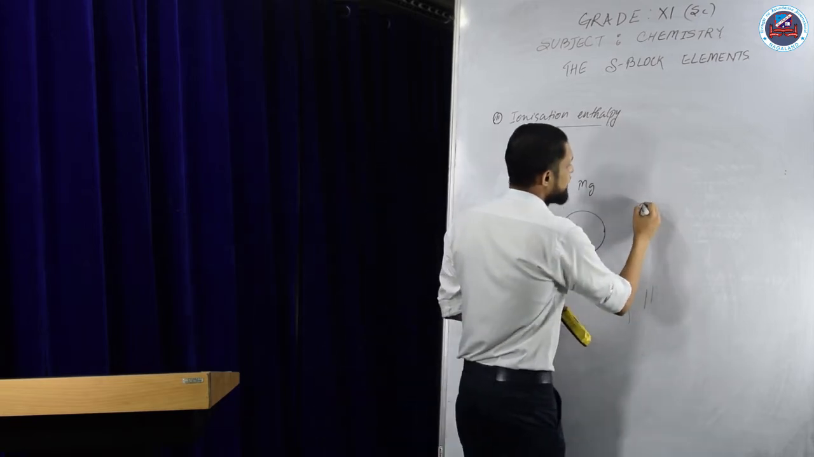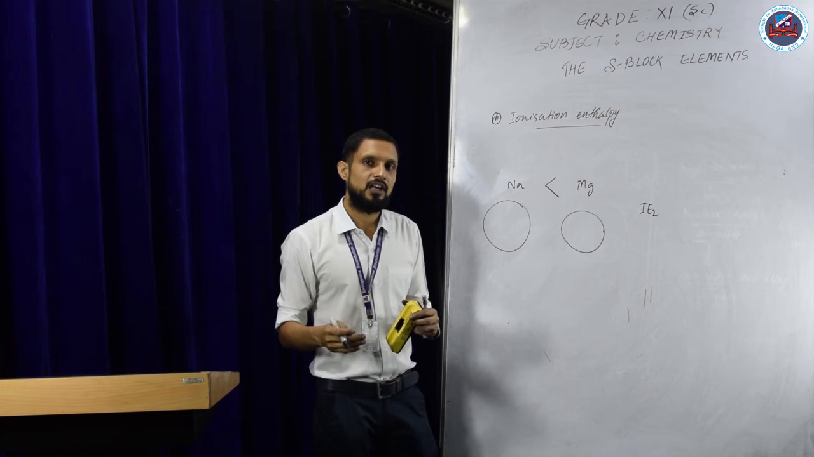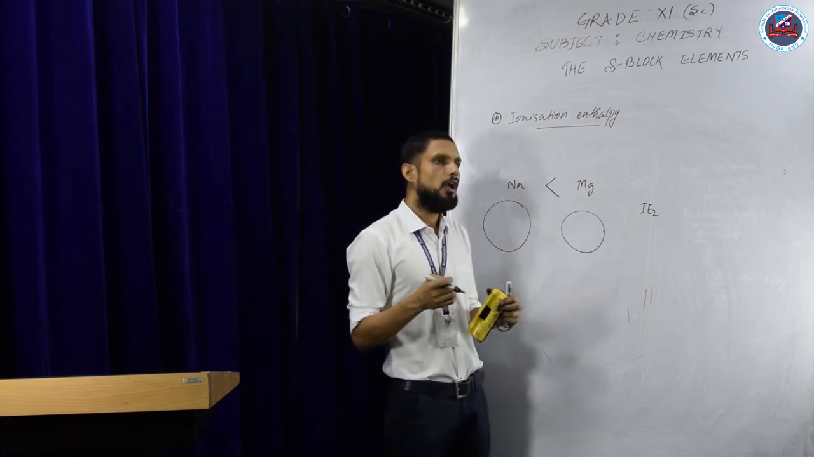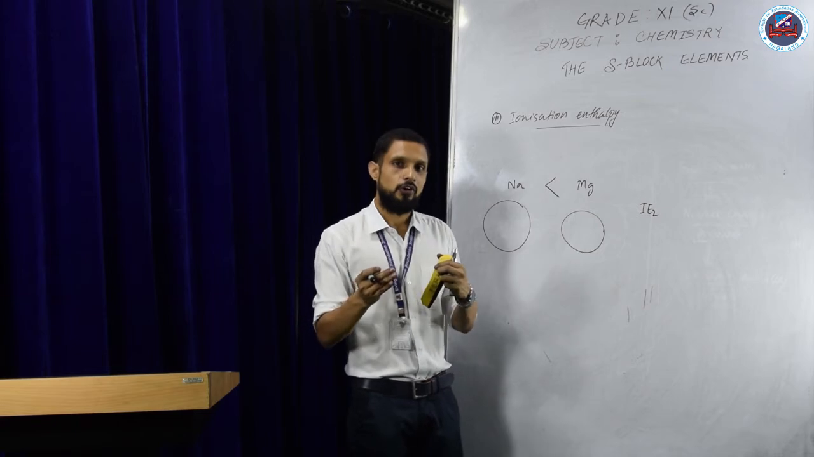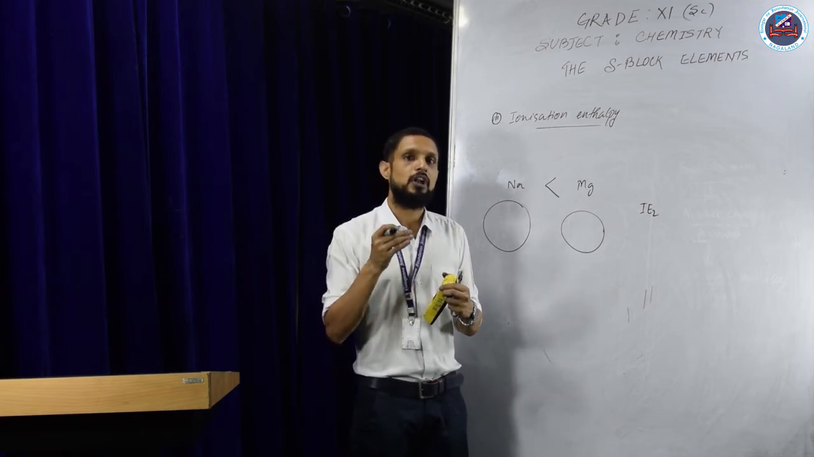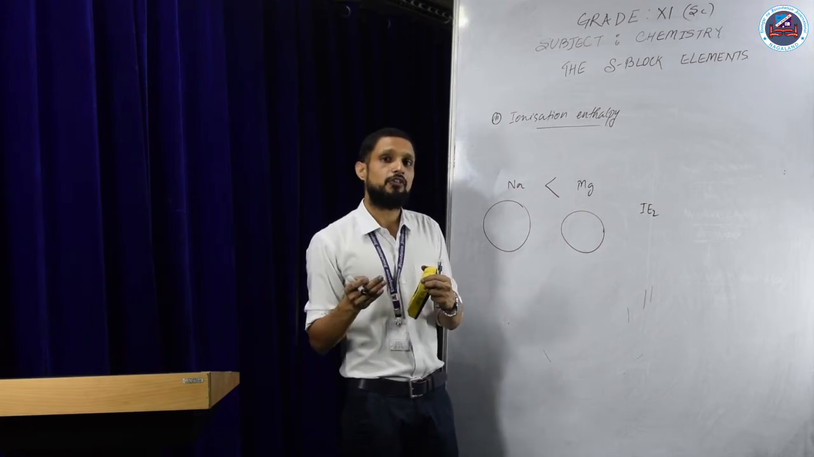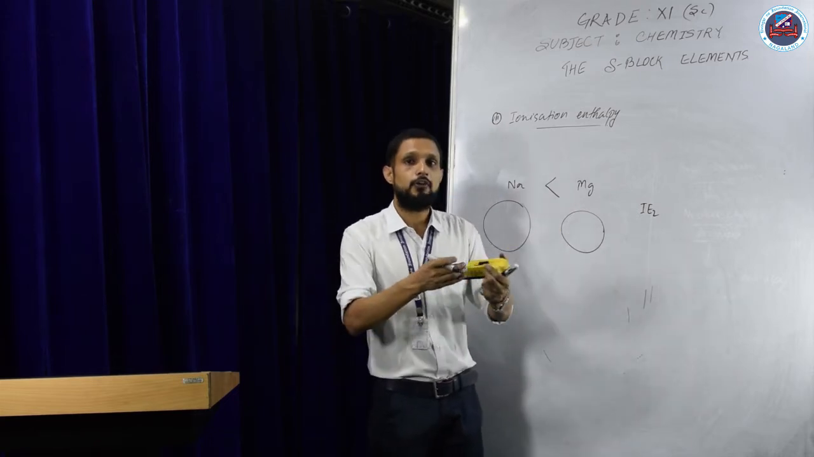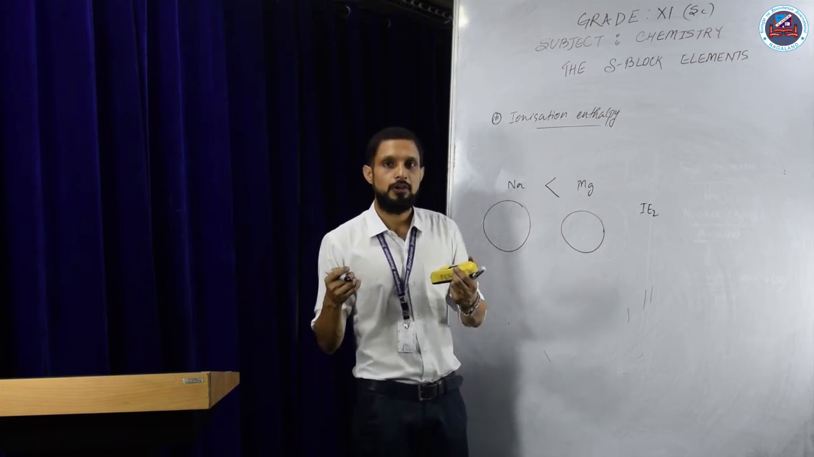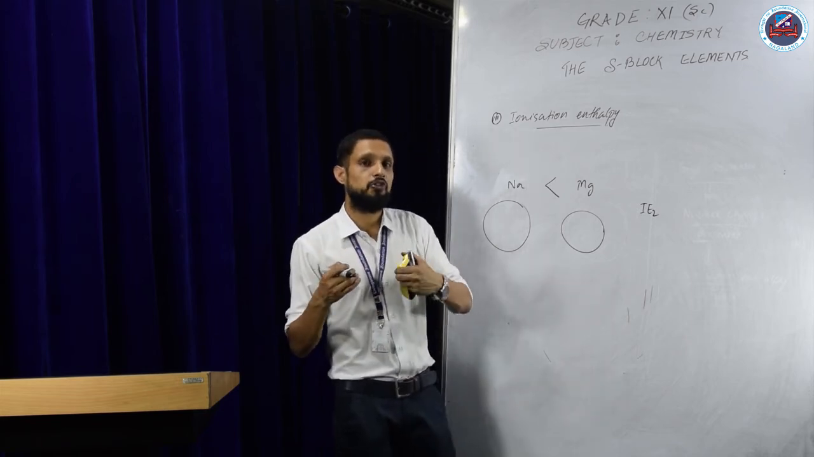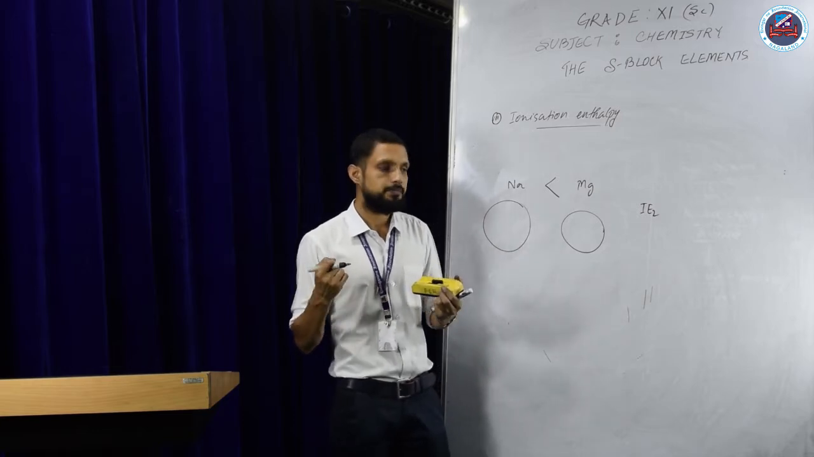However, the second ionization enthalpy, remember there are first ionization enthalpy, second ionization enthalpy, third ionization enthalpy. Now what is this first, second and third? If you are removing the first electron, the energy required is known as first ionization enthalpy. If you are removing the second electron, that means you have already removed one, you are going for the second one. The energy required is known as second ionization enthalpy. If you are removing the third electron, that means you have already removed two. The energy required is known as third ionization enthalpy.